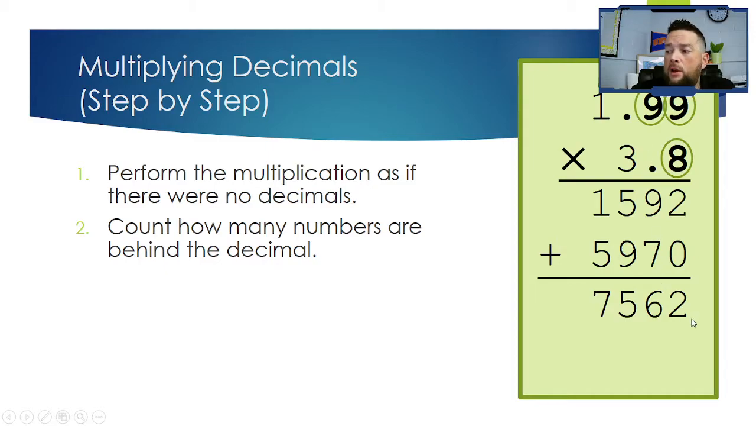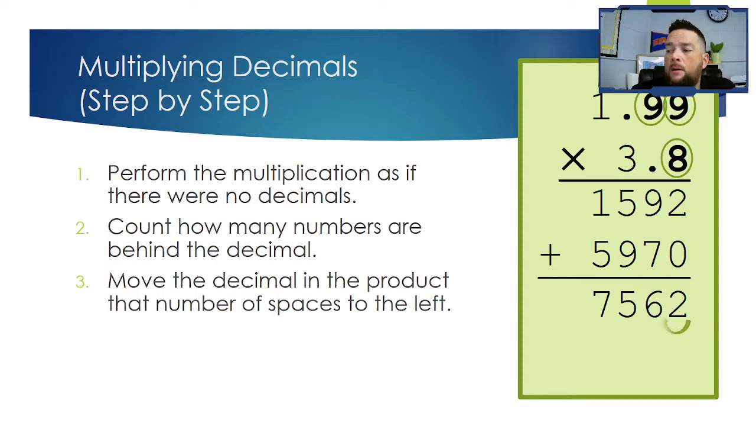So I'm going to go down here, starting at the very right, and move the decimal that number of spaces over, 3 spaces over. There's 3 numbers behind the decimals up here, so I'm moving the decimal 3 spaces over inside my product, my answer. So my final answer here is 7.562.